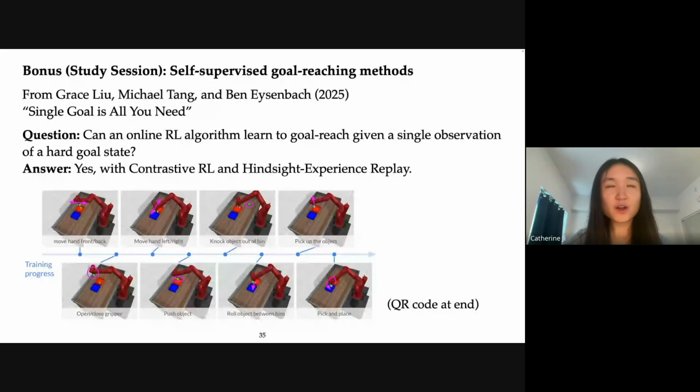Do we need to do a lot of other fancy things like intrinsic motivation, et cetera, in order to get a reinforcement learning algorithm to goal reach for a really, really hard task? And the answer from some work within our group is that yes, an online RL algorithm can learn to goal reach just with a single observation of a hard goal state. And I'm happy to talk more about this.